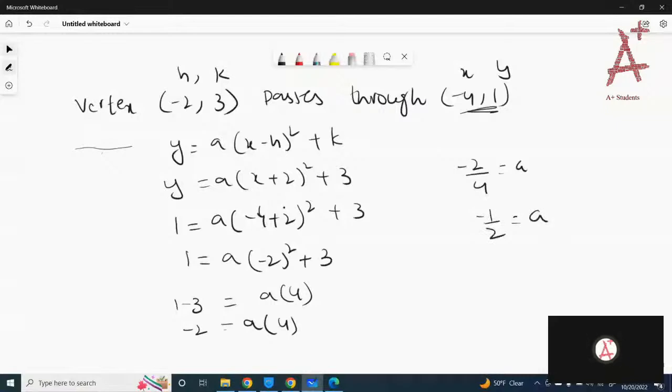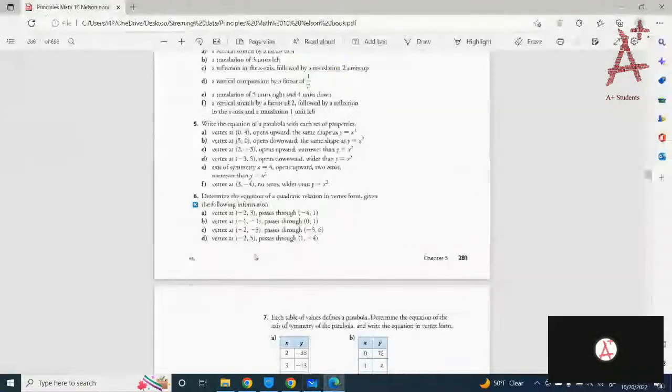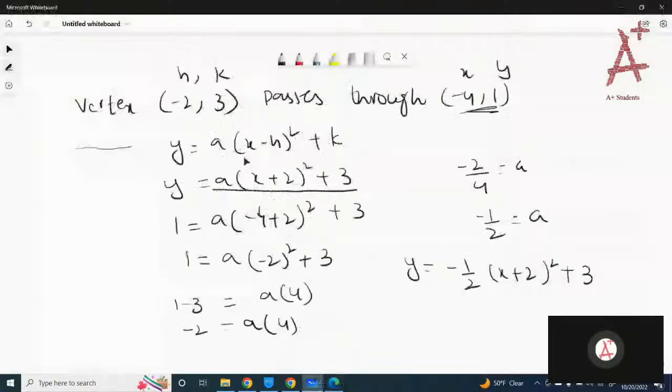That means the equation of the parabola is y equals, just put the value of a here, negative 1 over 2 (x plus 2) whole square and plus 3. Got it? That would be the equation of the parabola. Okay, you can do the rest of the questions exactly the same way as I did. Just insert the vertex in the equation in this form, y equals a (x minus h) whole square plus k, and then use the point to find the value of a. Got it?